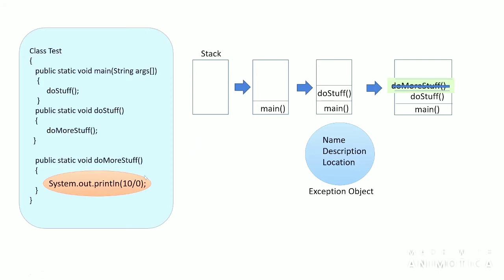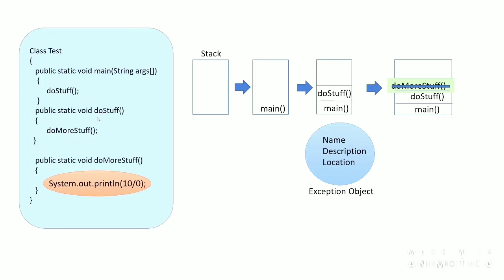Now the control passes to the caller. The JVM will ask who is the caller of doMoreStuff. So doStuff is responsible for calling doMoreStuff. So the JVM will ask doStuff, do you have the handling code? As doMoreStuff does not contain handling code, now the control passes to the caller.